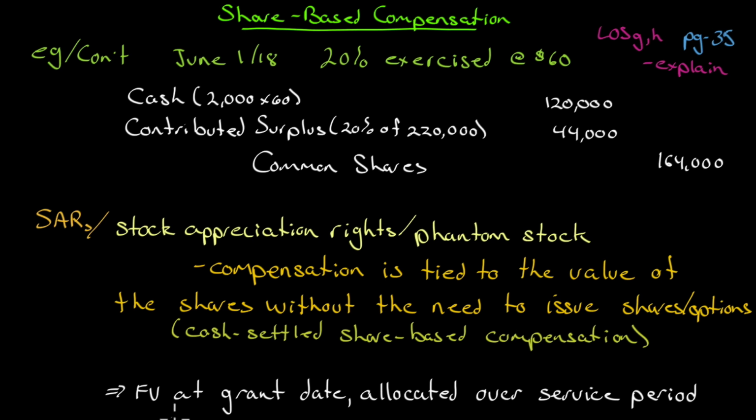How do we account for it? Fair value at grant date, allocated over service period. So as far as where all of this goes, it all goes to operating income. It's all valued as of the grant date, and it's all allocated over the service period, no matter what the form of the share-based compensation received is. It's accounted for in exactly the same way. That ends this chapter.